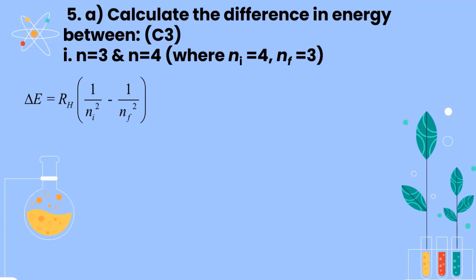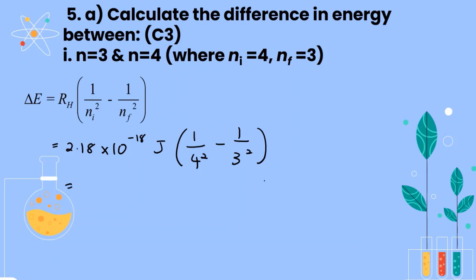And then in this question, the electron moves from n equals 4 going down to n equals 3. Again, just plug in the values. 2.18 times 10 to the power of negative 18 joule, in brackets 1 over 4 squared minus 1 over 3 squared. So your answer should be negative 1.06 times 10 to the power of negative 19 joule. Never leave out the unit, remember.